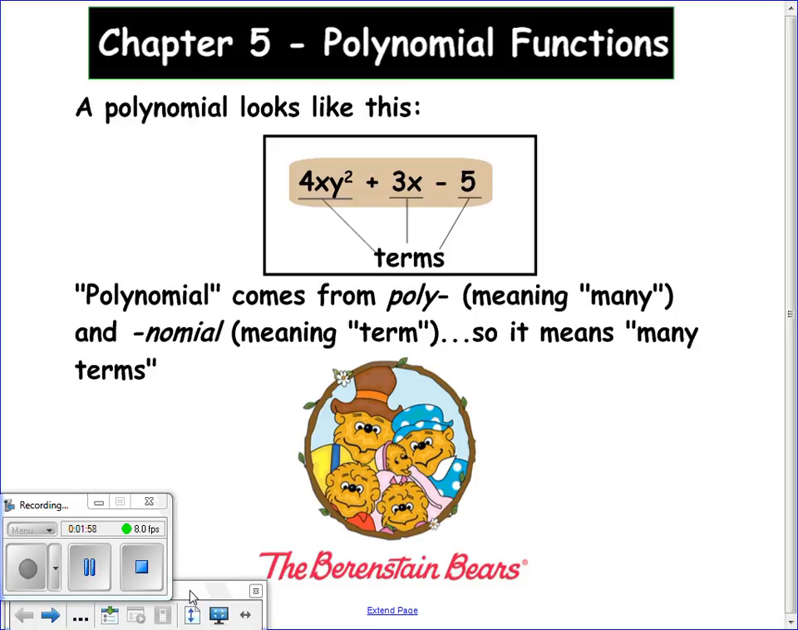So a polynomial, you've heard the term polynomial before, right? A polynomial looks like something like this: 4xy squared plus 3x minus 5. Each piece that's being added or subtracted together, those are called terms. They're kind of like the chunks of your problem. So how many terms does that one have? 3, right? It's got 1 piece, 2 pieces, 3 pieces. So it's got 3 terms. Poly means many, and nomial means terms, so it means many terms. That's what polynomial means.